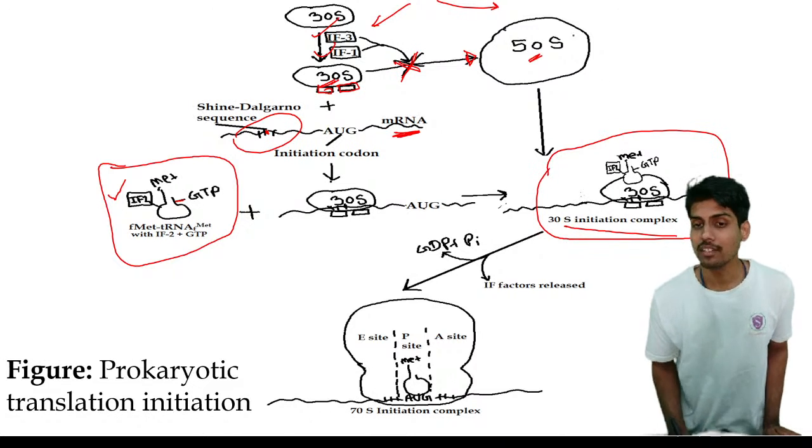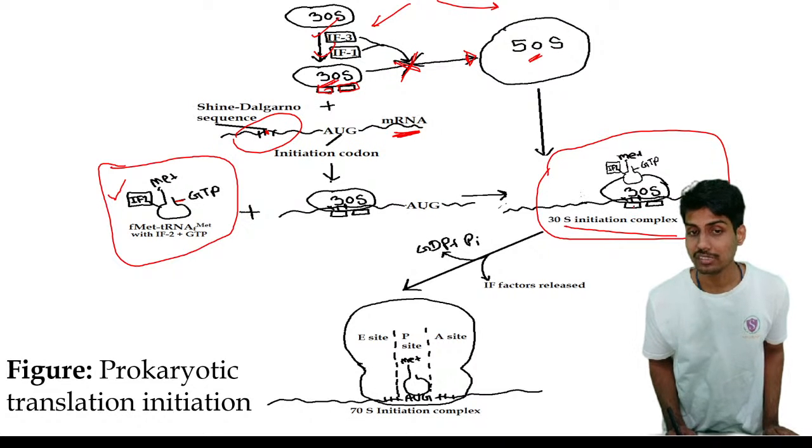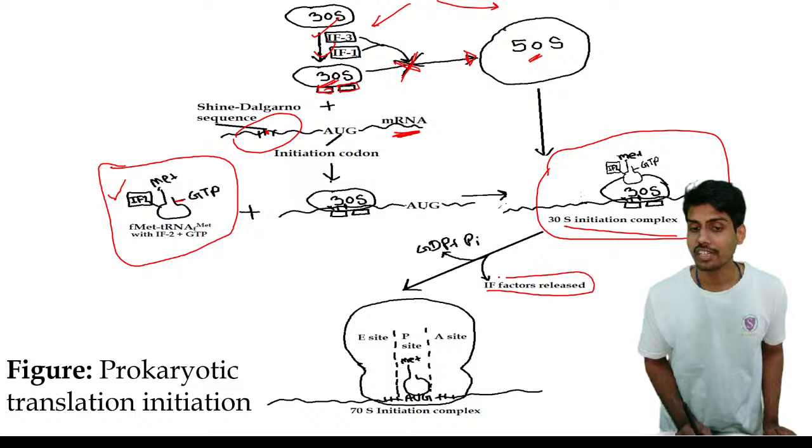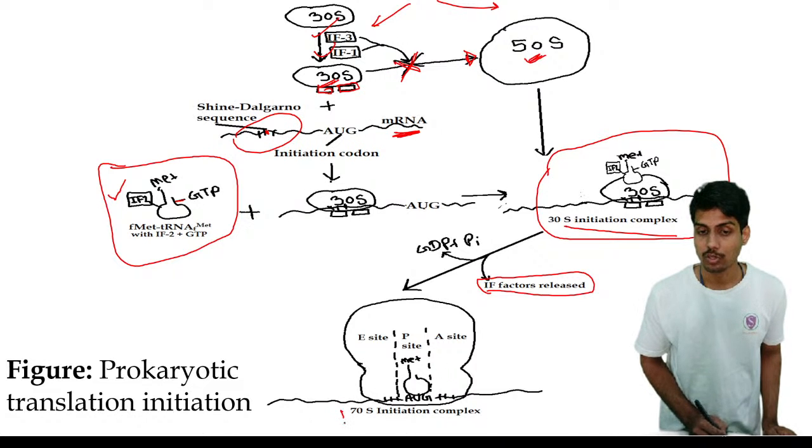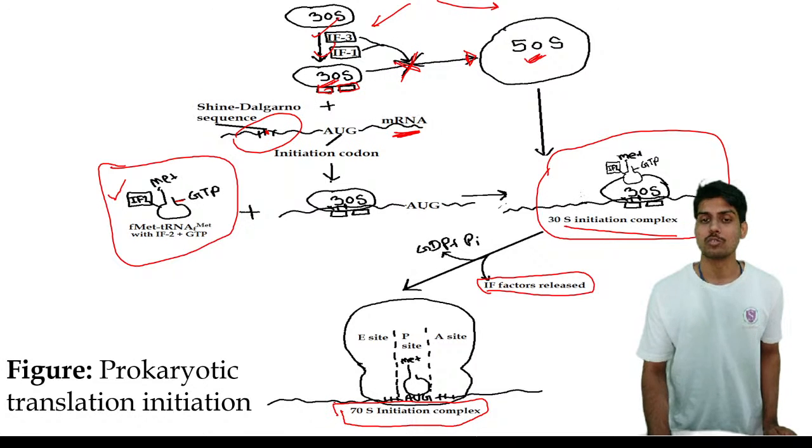Now what's going to happen? The initiation factors 3 and 1 that were there will get released. After their release, the 30S can now form an attachment with the 50S ribosomal unit. That's why you get your final initiation complex, called the 70S initiation complex.